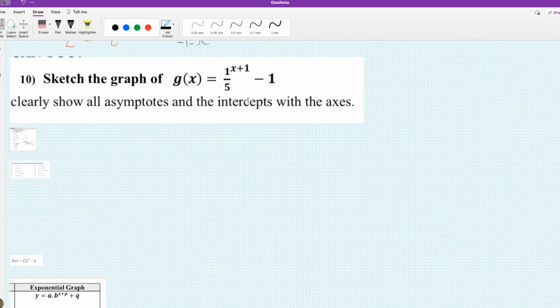So sketch me the graph of G. Sketch me the graph of G. I'll leave it to you to do. And just tell me when you're done.